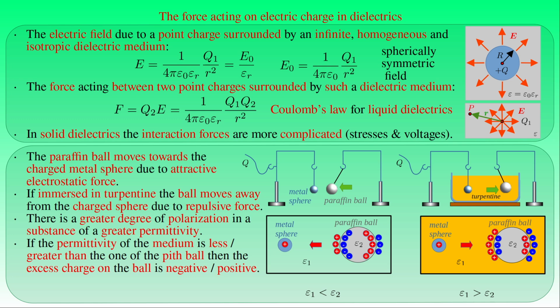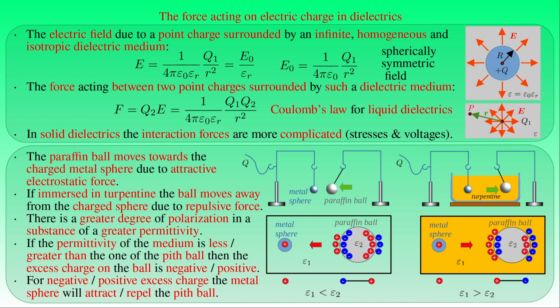By comparing the electrostatic forces at the boundary surface of the pith ball closer and farther from the charged metal sphere, we can see that they act in opposite directions, but the forces at the side closer to the sphere have greater magnitudes. As a result, the net force acting between the two bodies is attractive in the first case, that is when the absolute dielectric constant of the medium is smaller than the one of the pith ball, and repulsive in the second case where the pith ball has a greater permittivity. The electrically insulating pith ball behaves like a dipole in the electric field produced by the charged metal sphere.